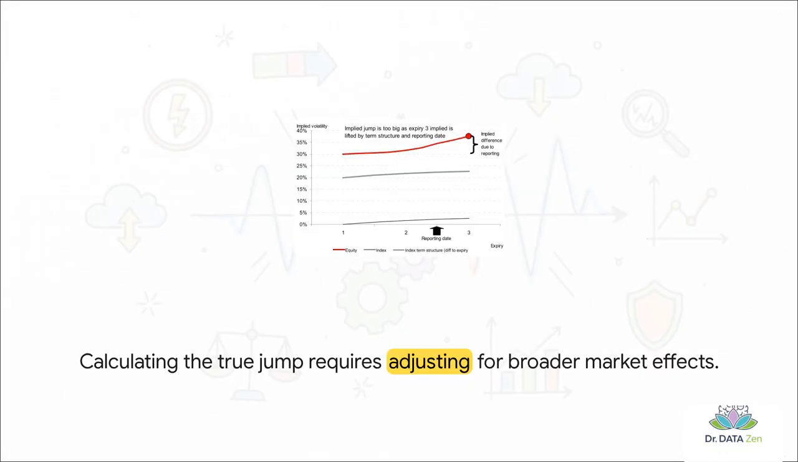This chart shows that a stock's implied volatility, that red line, is being pulled on by two things: the upcoming earnings report and the overall market trend, which is that gray line. So to really isolate the jump, you have to strip out all that market noise to understand the bigger picture.